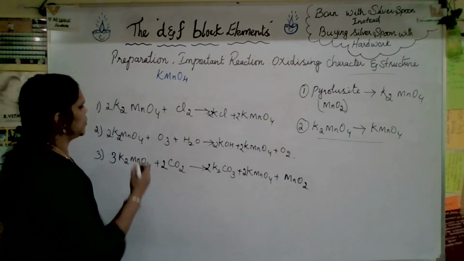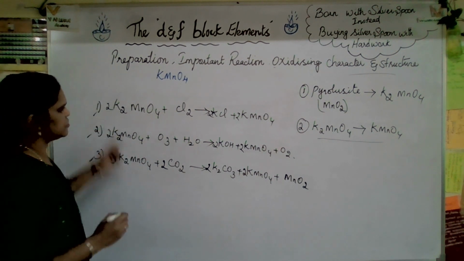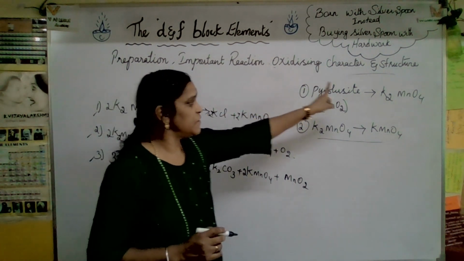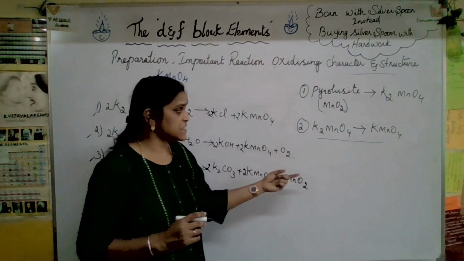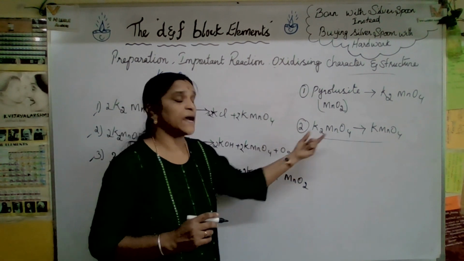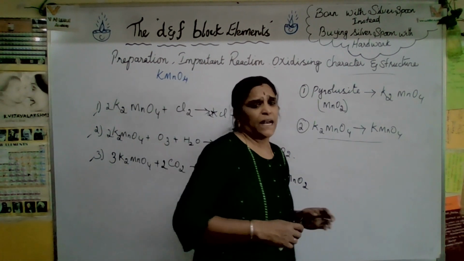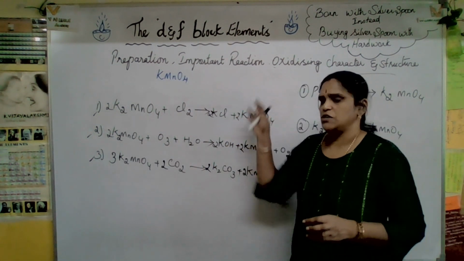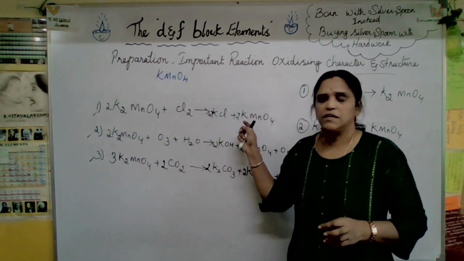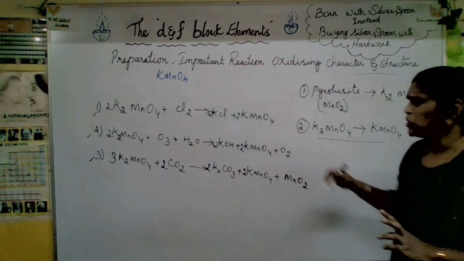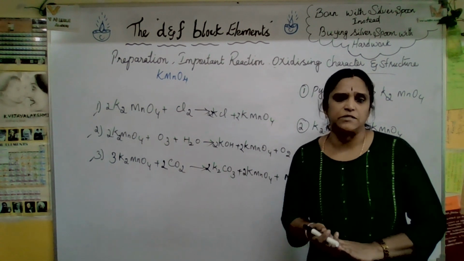I hope you got a clear idea about these three reactions. The first step is pyrolusite converted into potassium manganate. Second step, potassium manganate into potassium permanganate. For these two processes, you can write any one equation from the above reactions and any one from the below reactions. These are the ideas I bring to you.